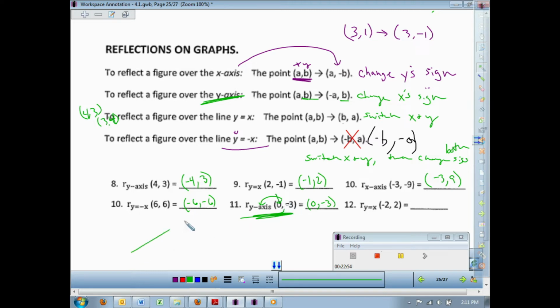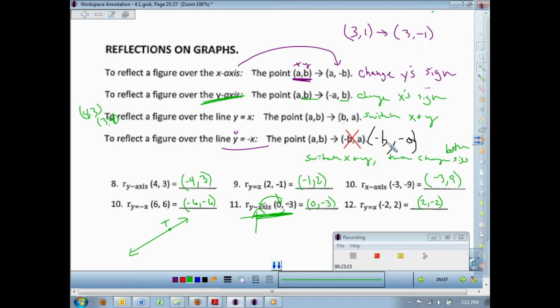Like back here, when we had t reflect to t, didn't that mean t was on that line? If 0, negative 3 reflects to 0, negative 3, doesn't that mean 0, negative 3 is on this line? So that point right there is actually on the y-axis, 0, negative 3. And the last one, reflection over the line y equals x, we're going to switch them around and go 2, negative 2. So that's real easy if these rules are in front of you.